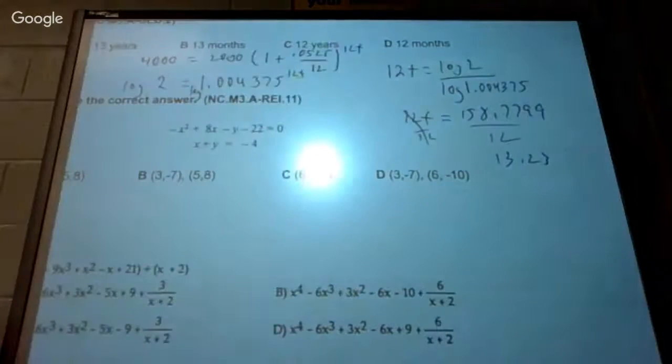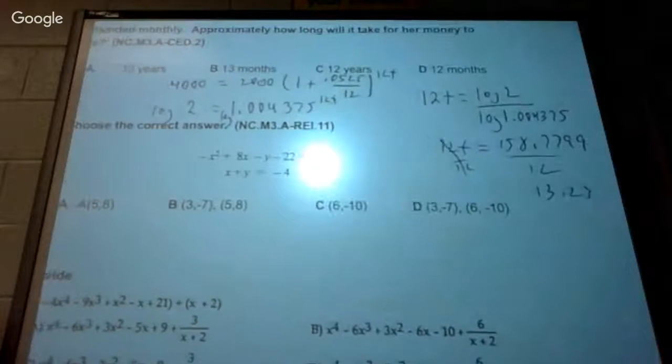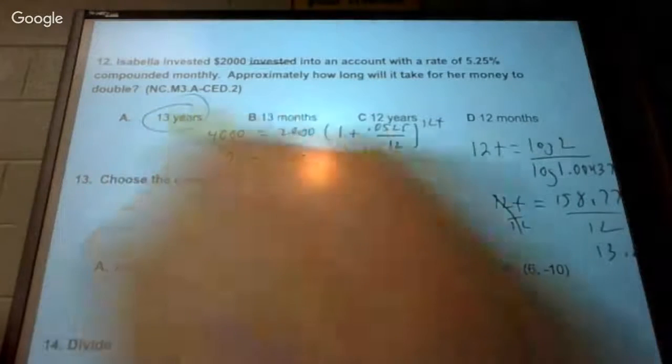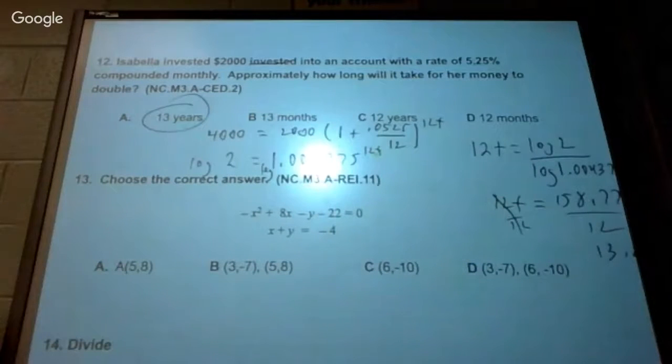Be careful. Look what the answers are. We have 2 13s on here. 13 years, 13 months, 12 years, 12 months. We're compounded monthly. This is a trick question. The answer is years. Be careful on that when you do it.